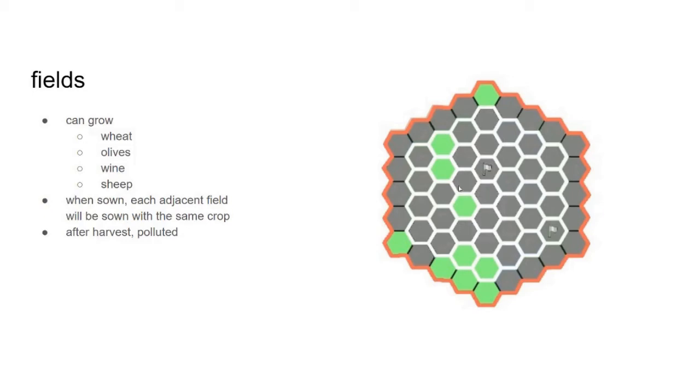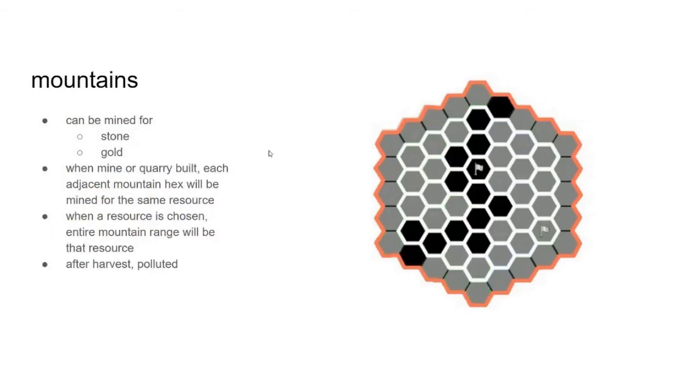So let's look at our third terrain type, mountains. Mountains are black hexes, and they form ranges. So this is a mountain range, and they can be mined for either stone or gold. The game is inconsistent with its language here. It'll refer to a quarry where stone is mined and a mine for where gold is mined, but you'll see mine used also for stone. So just know you're not going to be getting any gold from a quarry. But you can get stone from something called a mine or from a quarry.